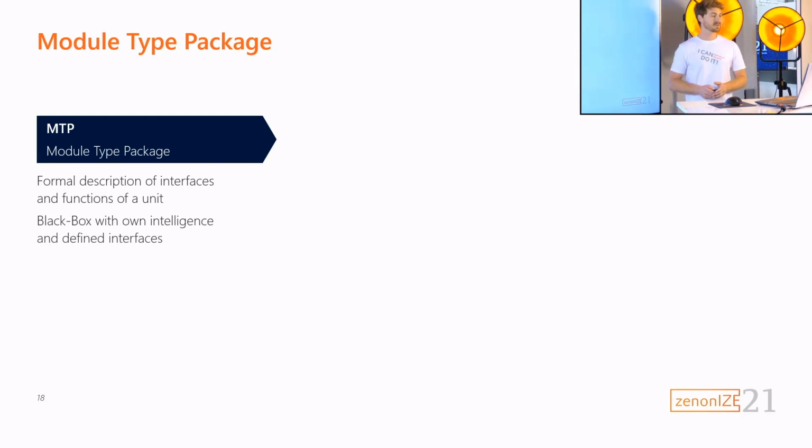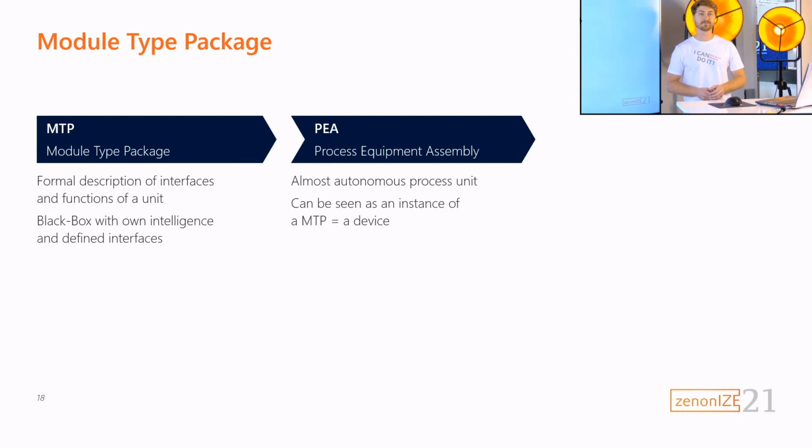The next keyword I would like to mention is PEA, which is the process equipment assembly. Simply, you can think of it as an instance of the MTP itself. The module supplier creates a module or, as said, an equipment, and the PEA basically is the device itself, the device which is running later on the customer side.